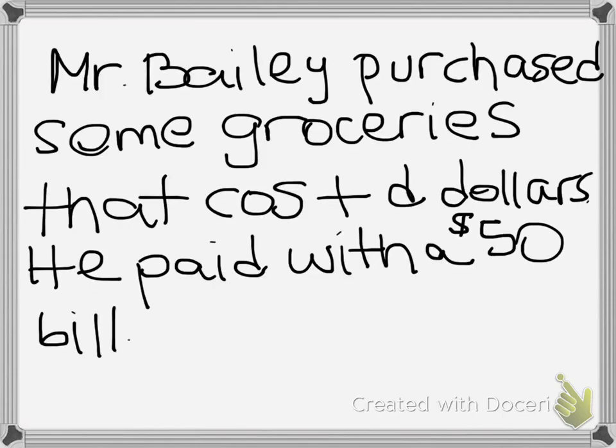Now we'll do one more example. I'm going to write out a problem for you. So the problem here is Mr. Bailey purchased some groceries that cost D dollars. He paid with a $50 bill. You need to write an expression for the amount of change that he will receive. So you wanted to look for the variable, which is D, and the fact that he paid with a $50 bill. And the keywords there would be he purchased some groceries.